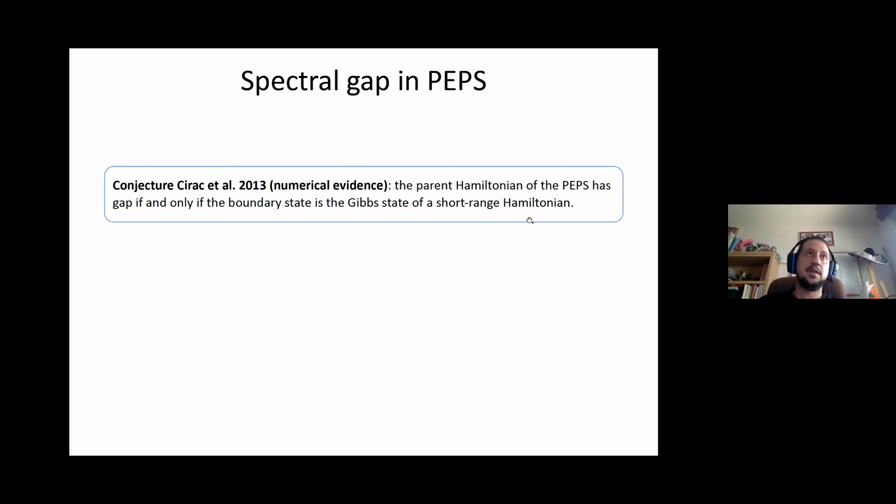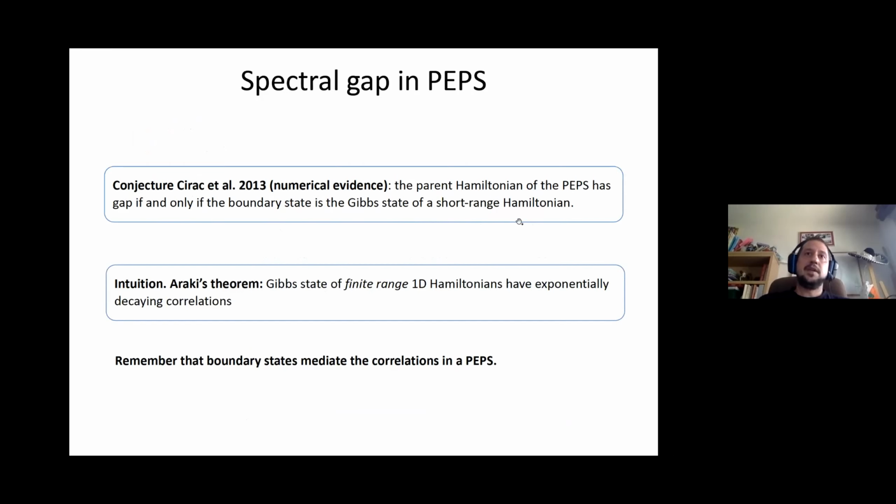And the intuition is that the boundary state mediates the correlations of the system, and it's a one-dimensional state. Araki proved that if we have a Gibbs state of a finite-range one-dimensional Hamiltonian, it has exponentially decaying correlations, and one expects that the exponentially decaying correlations of a PEPS are related to the existence of a spectral gap in the Hamiltonian. So that's the intuition behind it.